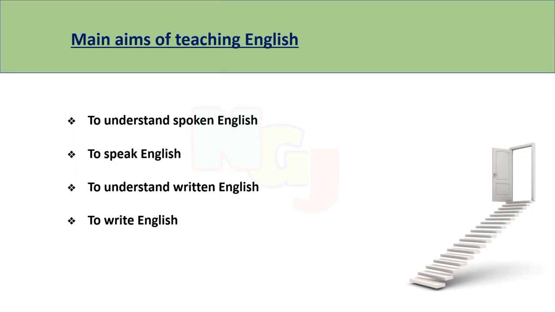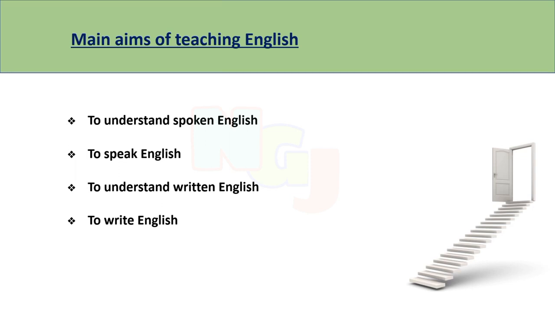The third, you must make your students understand written English. They must be able to understand either print format or whatever is being written in English. Next main aim is to make your students write English. Each of these aims pertain to LSRW, that is listening, speaking, reading and writing skill. Based on these, we shall see what should be the aims of teaching English at the primary level.